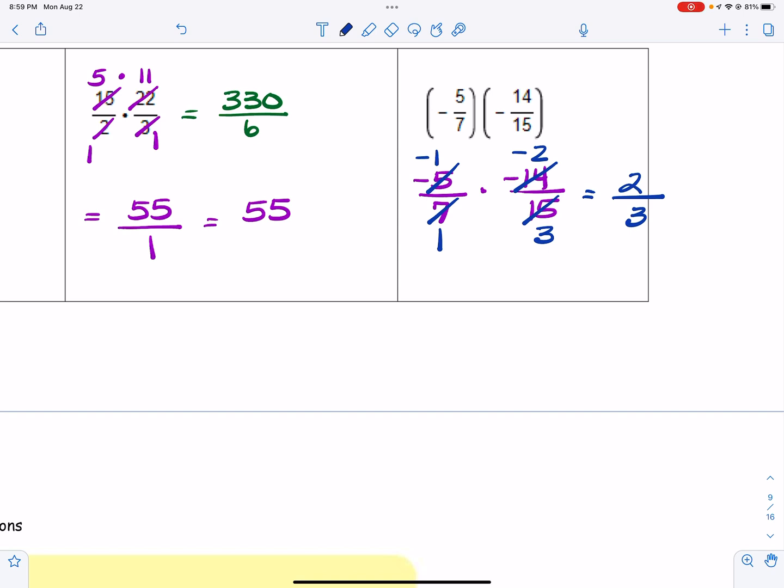Okay, so again, make it easier on yourself. I mean, yes, I could have done 5 times 14. -5 times -14 would have been positive 70. And then I could have done 7 times 15, and that would have been 105. And then I could have reduced it by simplifying.